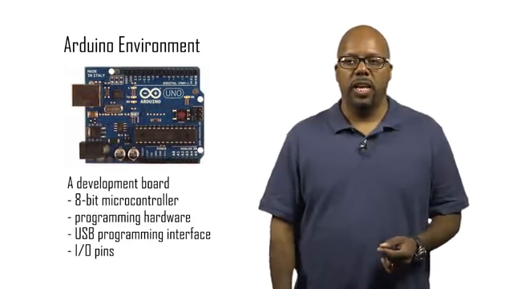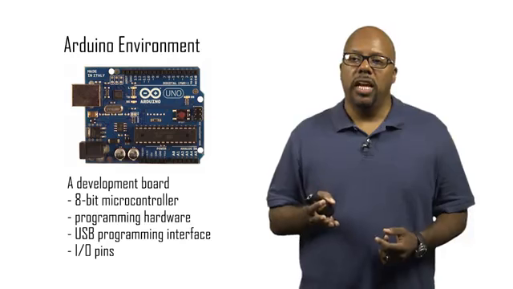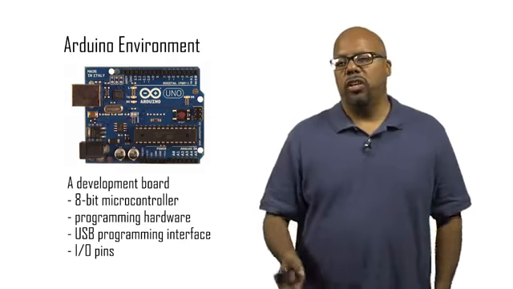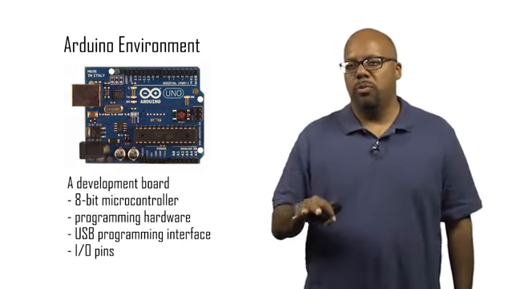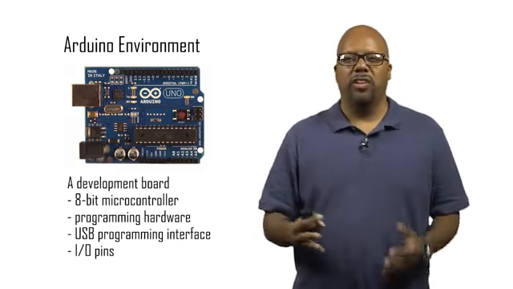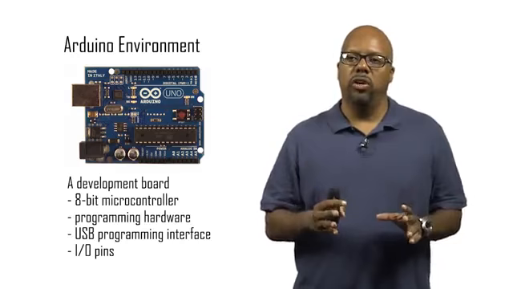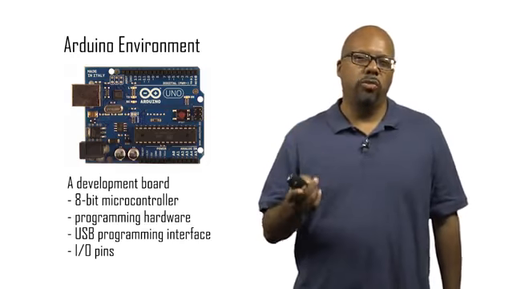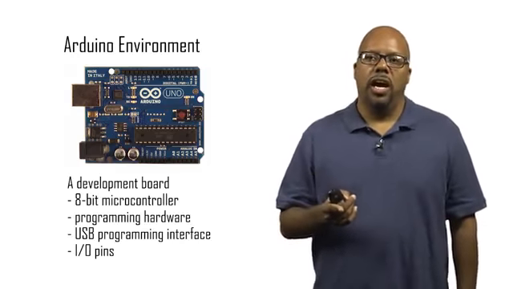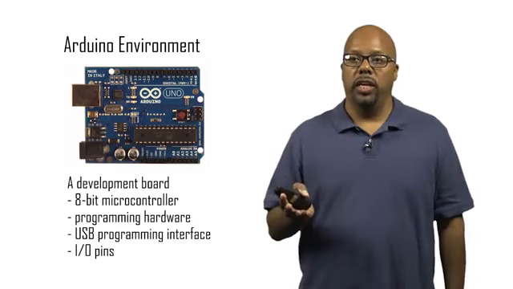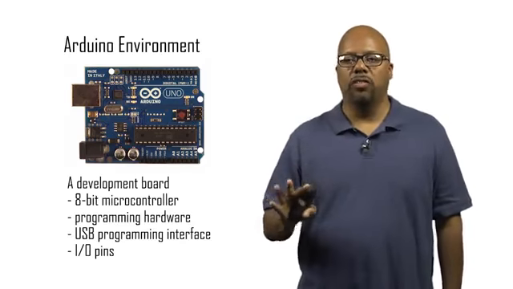So the Arduino environment starts off with the Arduino development board itself. Looks like this. Now the development board has an 8-bit microcontroller, and when you get your development board, it might look different than this. They all look slightly different, but this is an Arduino Uno. And the Arduino Uno is the one that you should be getting. If you get a new one, it should be version 3. This one might be a little bit older, but they all look very similar.